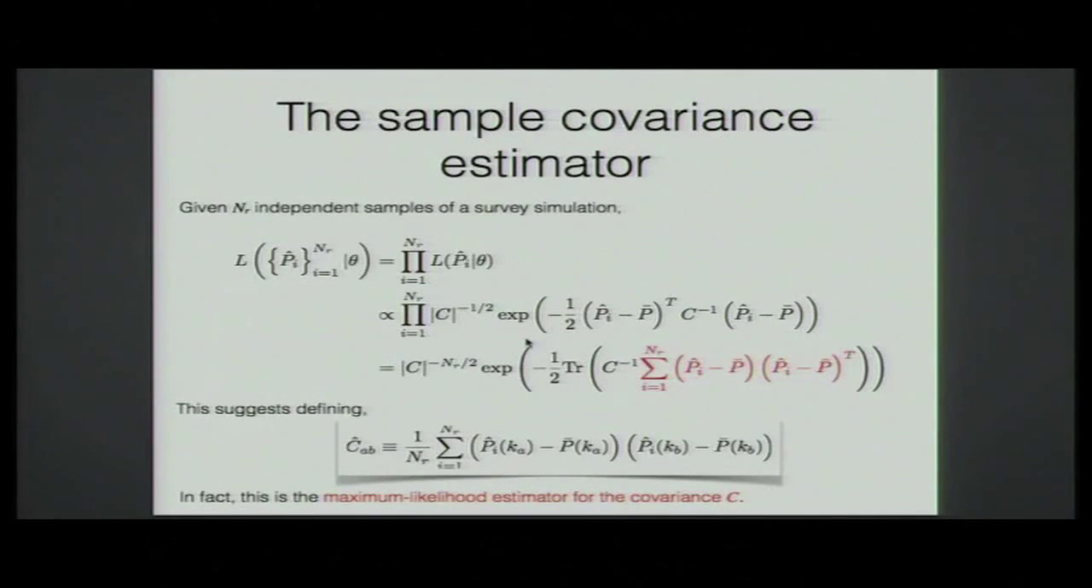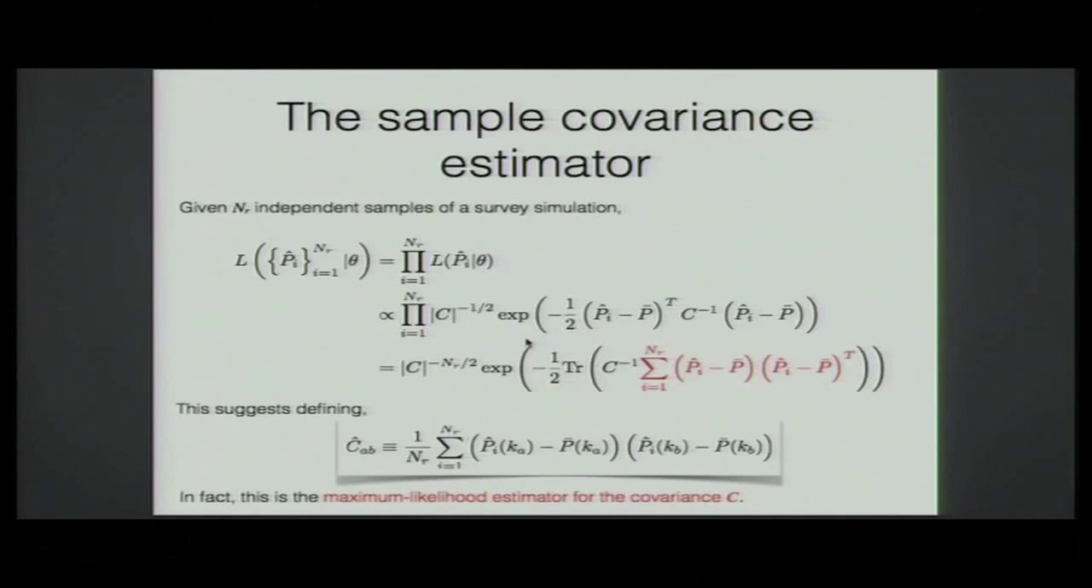Let me introduce one last concept. The sample covariance estimator, which is defined here in this bottom box. And this is really just, if I have n sub r independent samples via simulation of my universe, of my survey, I can calculate the power spectrum in each sample, indexed by i, and then average them together to obtain an estimate of the covariance matrix. And this is the same way you estimate the variance of a set of data points. It's just now the covariance.